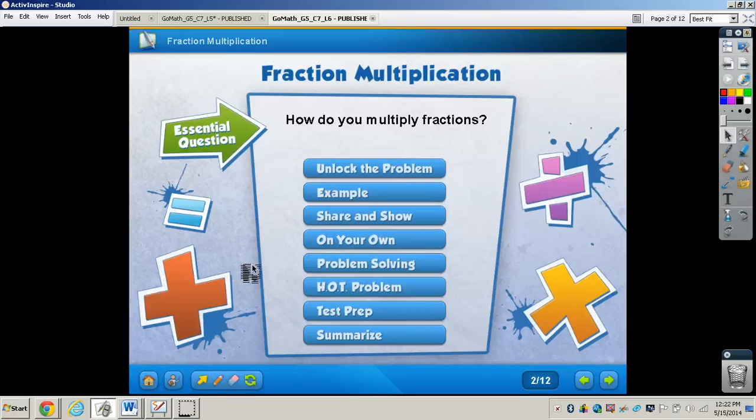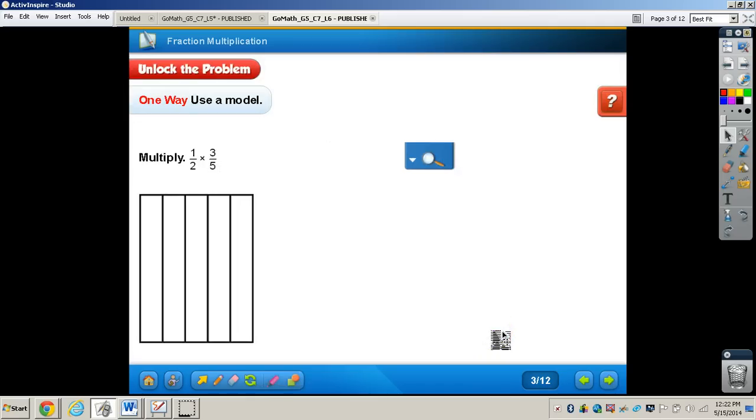In this video, we're going to be taking a look at fraction multiplication. Now, the essential question that we are going to try to answer is, how do you multiply fractions? So you will all need to turn to page 311 in your Go Math book, and we are going to unlock this problem.